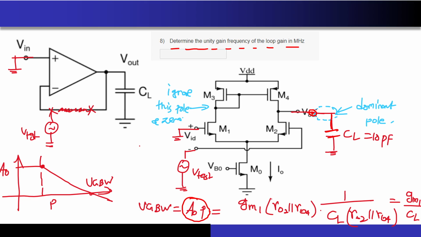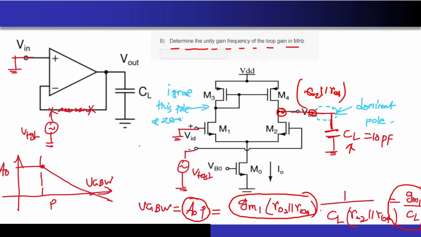DC gain I already know now. It is nothing but GM1 times this R02 parallel R04, which I have already taken, and the dominant pole will be nothing but 1 upon CL into whatever output impedance I see over here, that is R02 parallel R04. So if you multiply both of them, the unity gain bandwidth comes out to be around GM1 by CL, and it is no wonder why this expression comes again and again in each and every assignment question.